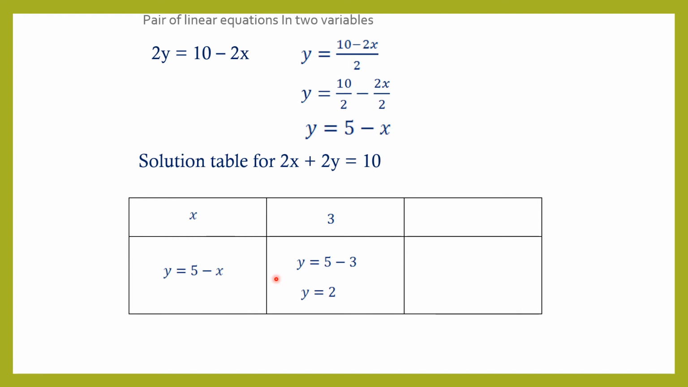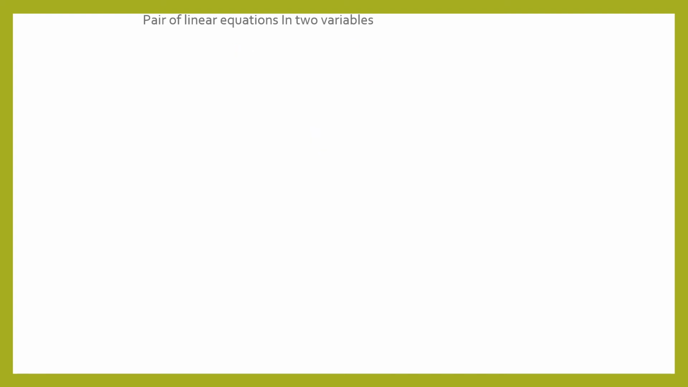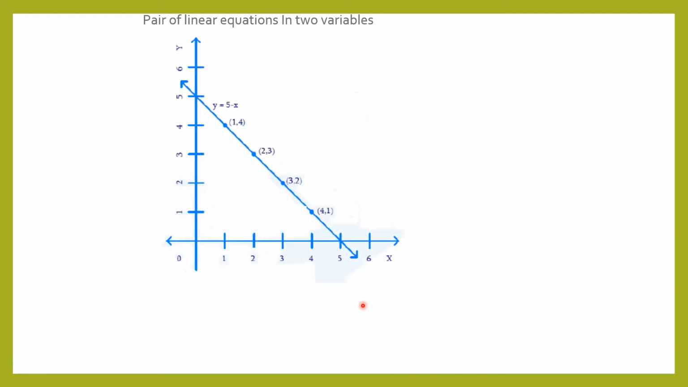So for x value 3 we get y equals 2, that is 3 comma 2. Now x value 4, find the y value. y equals 5 minus 4, so y equals 1. So 3, 2 and 4, 1. Clear? These are the values for the second equation. Now we are going to the graph. Draw the graph. Look at all the points. Plotting the points, 4 comma 1.